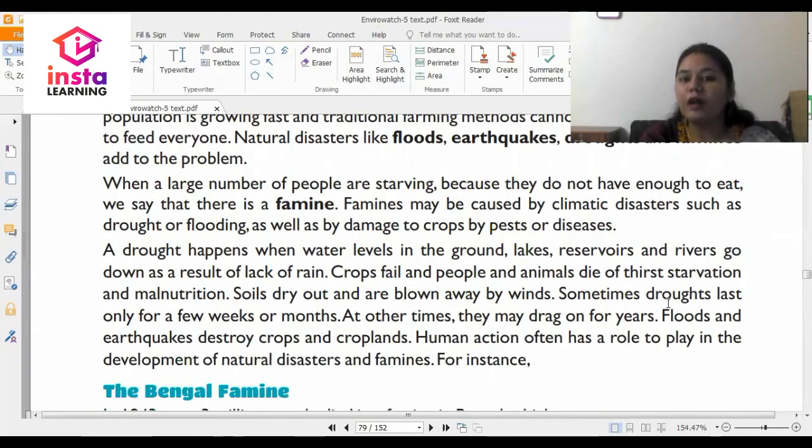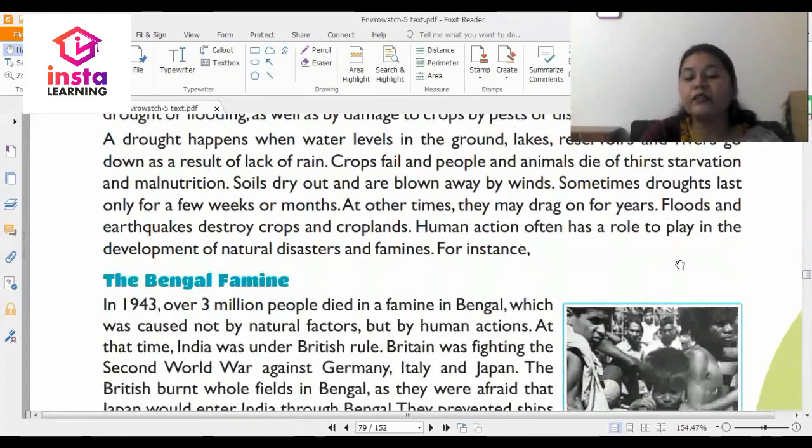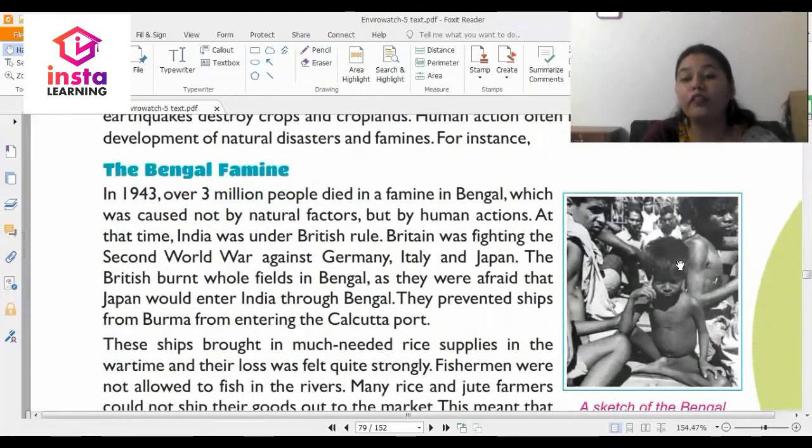A drought happens when water levels in the ground or the lakes or the reservoirs go down due to the lack of rain. And then, of course, you have things like floods. So one famine that we are going to discuss is the Bengal famine.